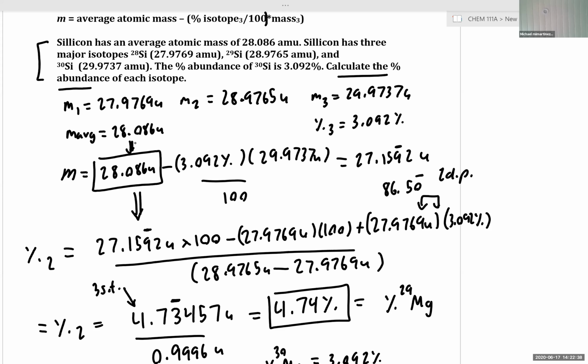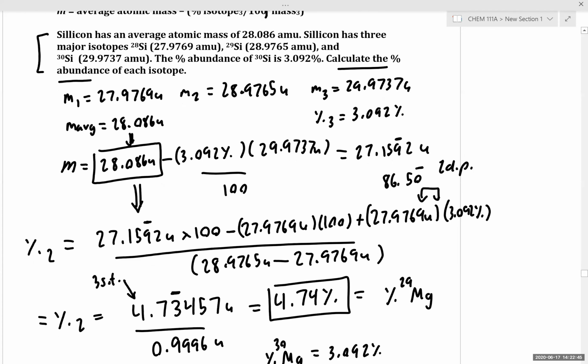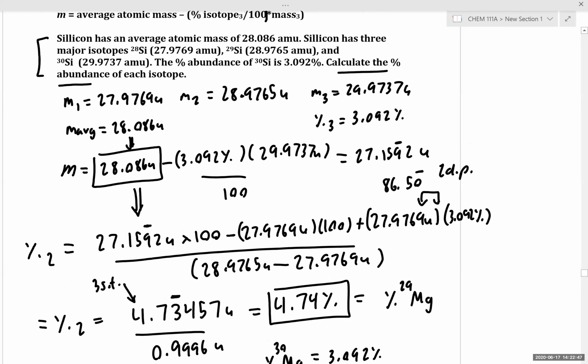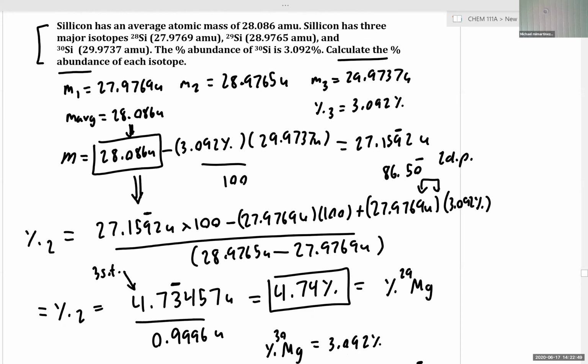Okay. So, yes, go ahead. For the quiz question, it's asking for 28. So that's the first isotope? The first one? Let's see. Oh, whoops, sorry. This is silicon.